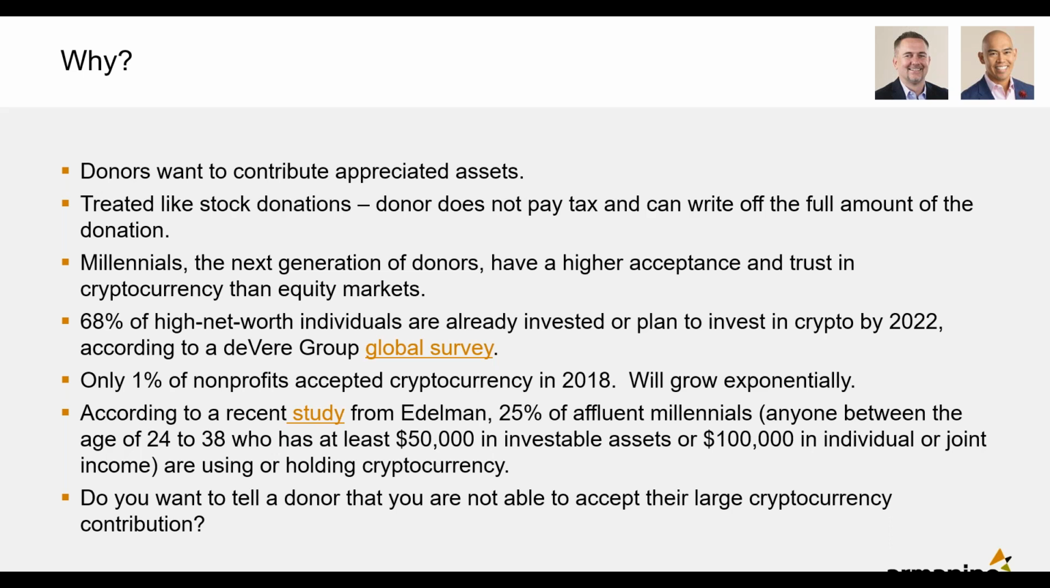And you can see here the stats, 68% of high net worth individuals are already invested or plan to by 2022. The affluent millennials there, they already are using or holding cryptocurrency. They have appreciation. They're going to need to do something with it. And we bookended this way. Donors want to contribute appreciated assets. Nonprofits want to receive appreciated assets.